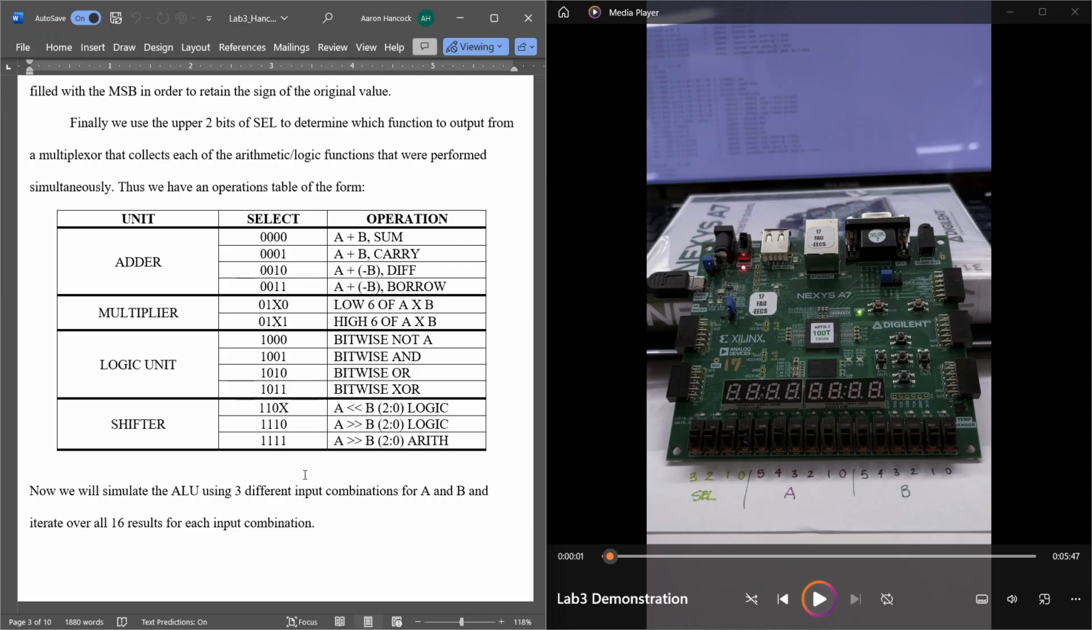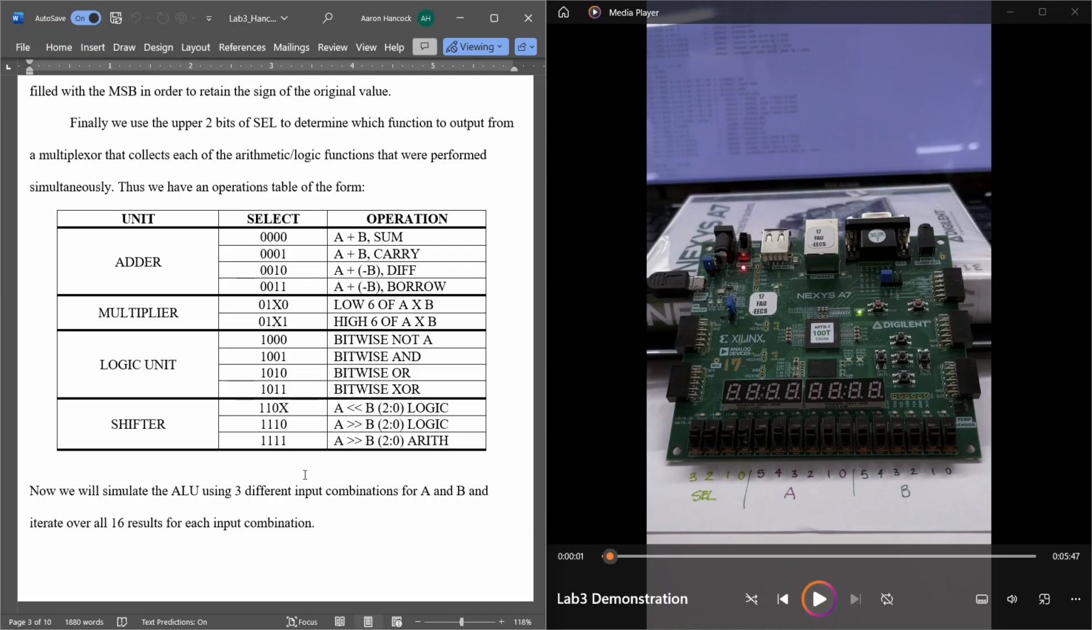For the shifter, we have inputs 12 through 15. However, 12 and 13 will both produce the same result. That's why we have an X here in the table for the least significant bit. So inputs 12 and 13 will both perform a logic shift of A by B bits to the left, where B is the lower 3 bits of B.